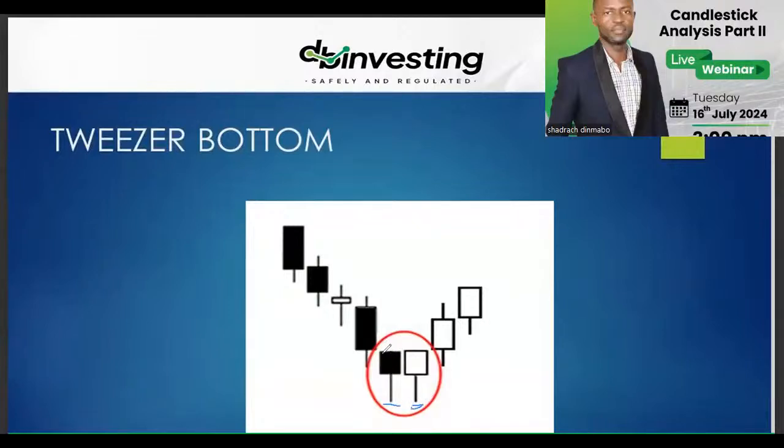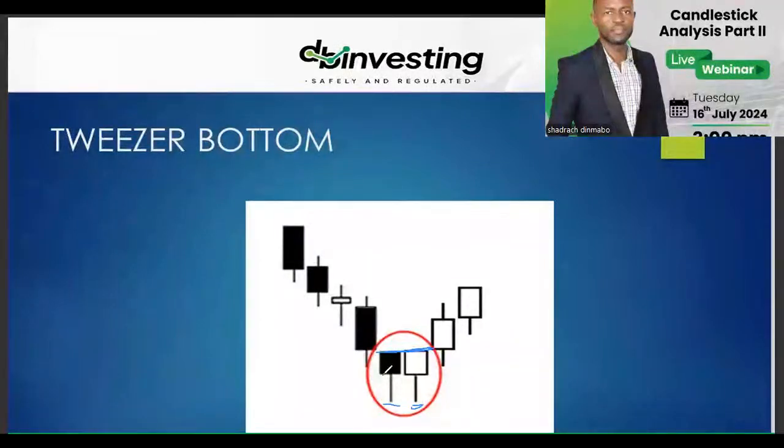And if you look again, sometimes even their bodies are of the same, equal level. Is that okay? So this is what they call a tweezer top and bottom. They are like twin towers. Just remember the words twin towers of equal height. Okay, that is it. If you remember that, you can easily catch it.